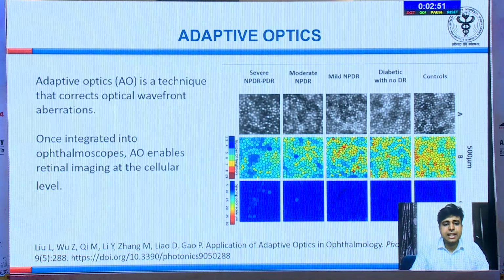The most recent advancement in OCT is the introduction of adaptive optics. It is a technique that corrects for optical wavefront aberrations, and once it is integrated into ophthalmoscopes, it enables retinal imaging at a cellular level. People have used it to study the health of photoreceptors and how the photoreceptors are affected by various disease pathologies. Its use is primarily limited to scientific works right now, and its clinical applications are very limited.